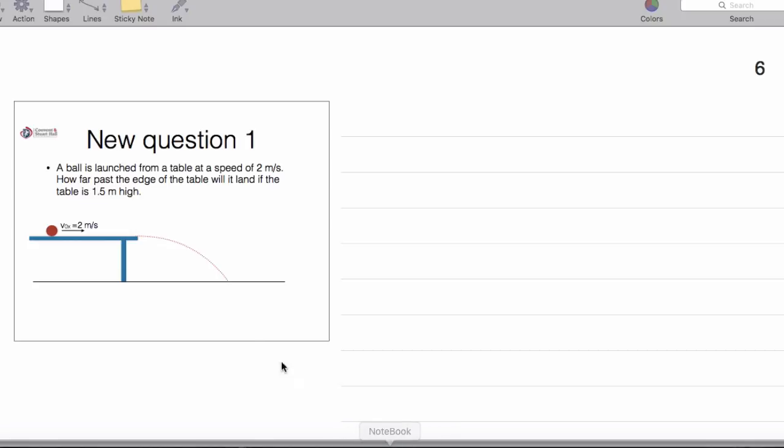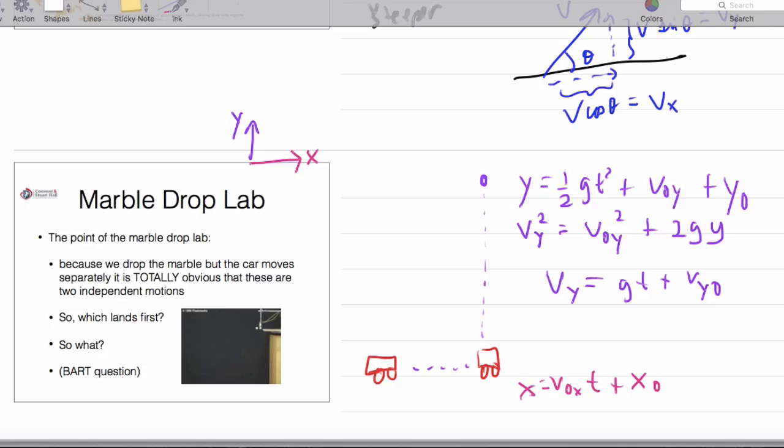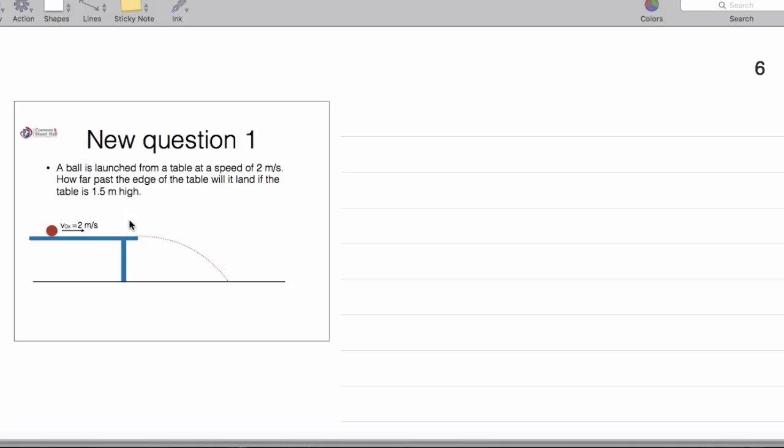We did this problem based on the buggy lab. What we realized is that the marble gets one equation and the buggy gets another. And we took the same logic to solve a problem where you have a ball launched horizontally, and we want to know where it will land. If we call this x naught and this x, we want to know how far from the edge of the table it is. So we set up an equation in the x direction, and we said basically x is v naught x times t plus x naught.